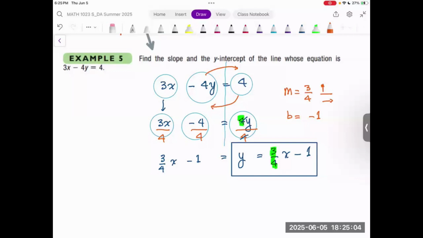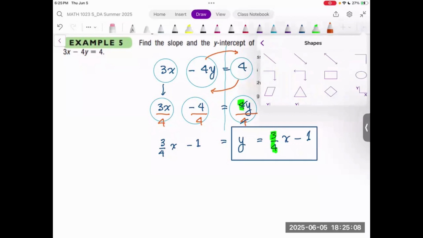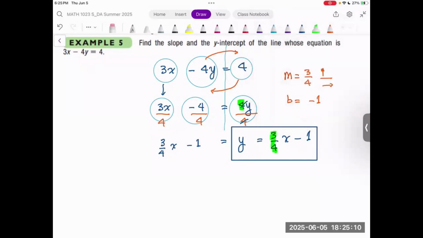So far, so good. Now, graphing time, what are you going to do? So I'm going to start as usual. Since this is the y-intercept form, all right? I'm going to start as usual with the y-intercept first, right? So the y-intercept is -1. So let's say this is the -1. This is the first point on the y-axis.